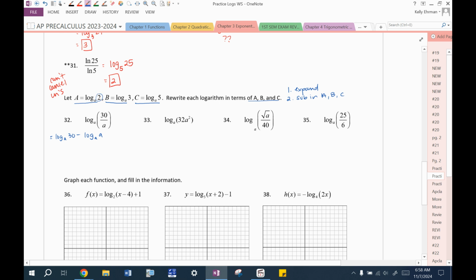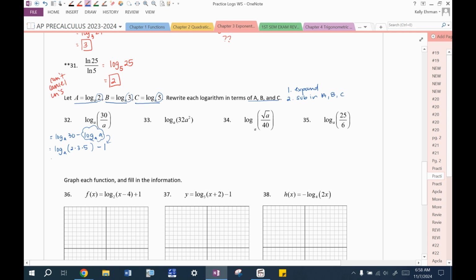30, I need to break it down into 2's, 3's, and 5's. So let's think about factoring 30. It's log base A of, so 30 is what? 10 times 3 or 2 times 3 times 5. It doesn't matter what order you write that in. What about log base A of A? A to what power is A? 1. So that log goes away. I can simplify that to 1.